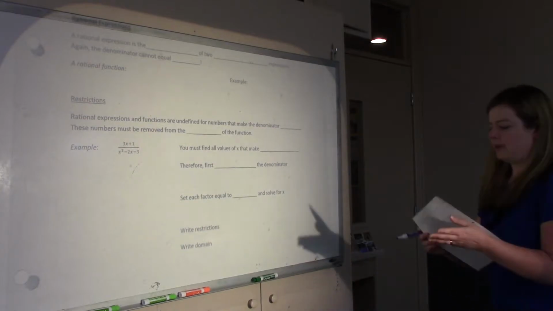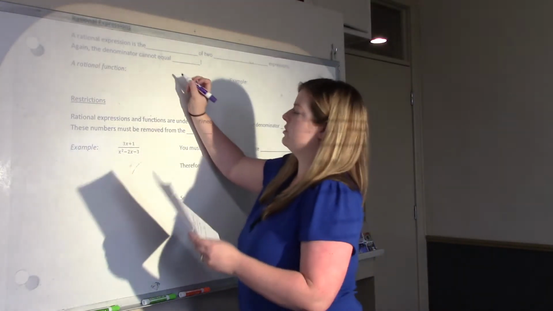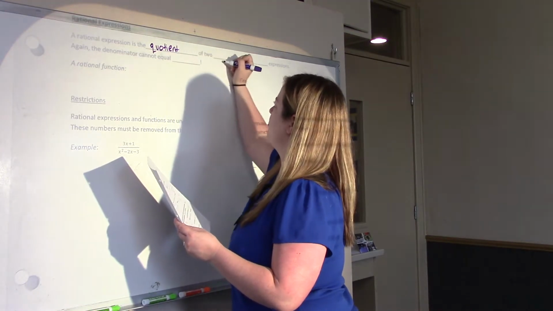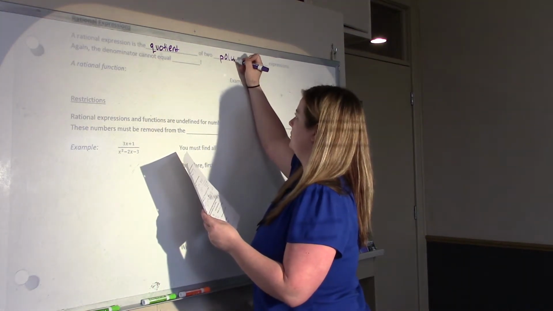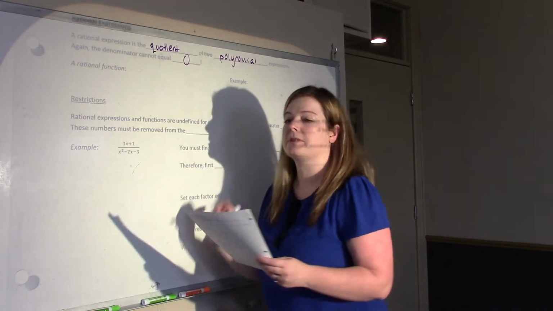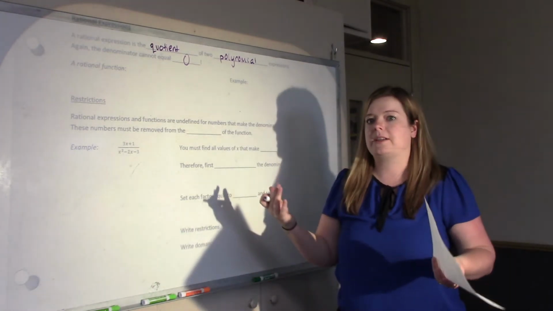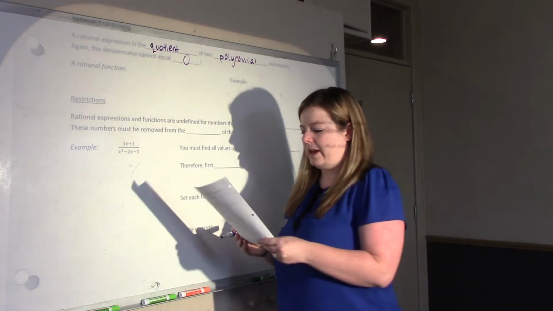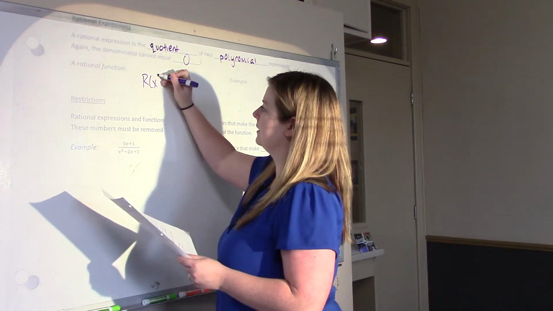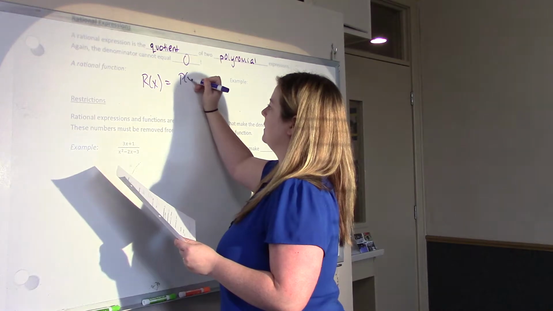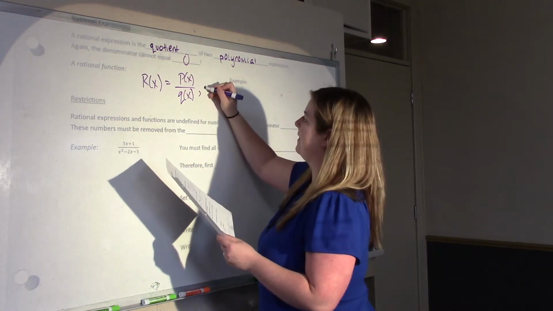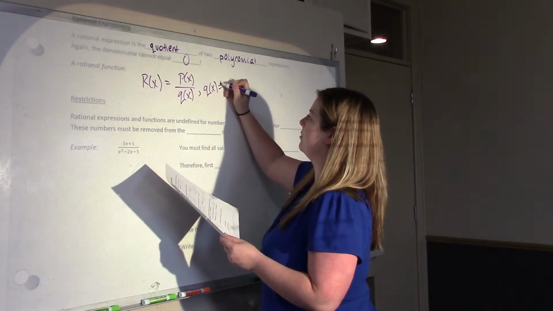So a rational expression is the quotient of two polynomial expressions. And again, the denominator cannot equal 0 because we can't divide by 0. It would explode. Don't want to do that. Okay, so a rational function is one where we say r at x is equal to p at x over q at x. But we say that the function q at x cannot equal 0.